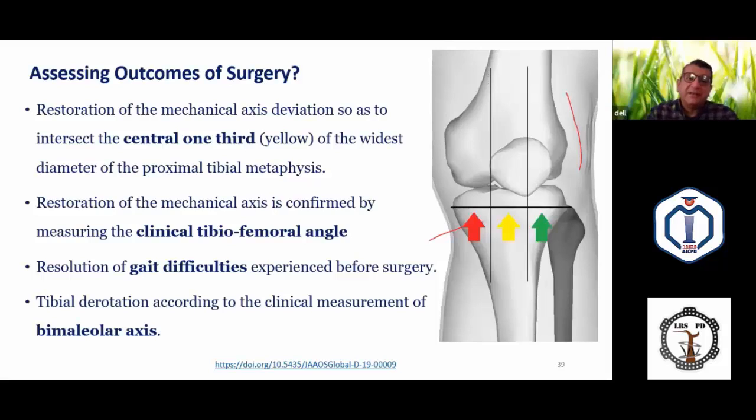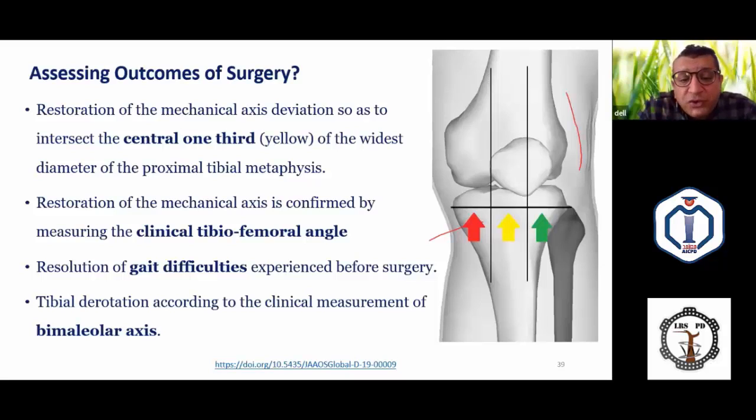How are we going to assess the outcomes of surgery? Is it successful or not? We have multiple parameters. Of course, our target is to restore the mechanical axis. If it's deviated medial or lateral, we want to restore it to the central 1/3. The equivalent is the clinical or radiological tibiofemoral angle. We want to normalize this angle, and they more or less go parallel. If you normalize the tibiofemoral angle, then you will restore the deviation of the mechanical axis. It's just two different ways to measure it.